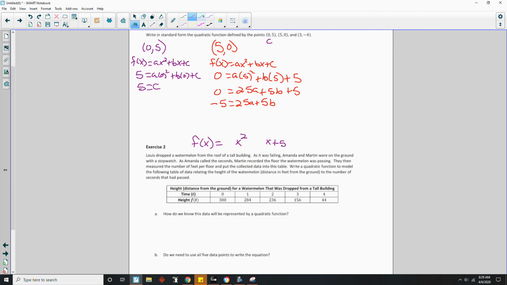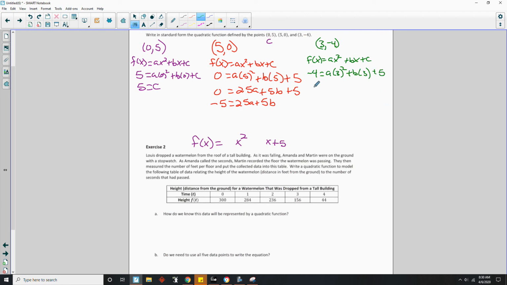And then finally, we're going to do the point (3, -4) with the function f of x equals ax squared plus bx plus c. So f of x is -4 equals a times 3 squared plus b times 3 plus my c, which is already 5.